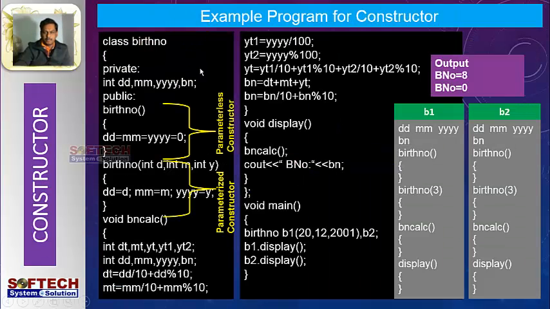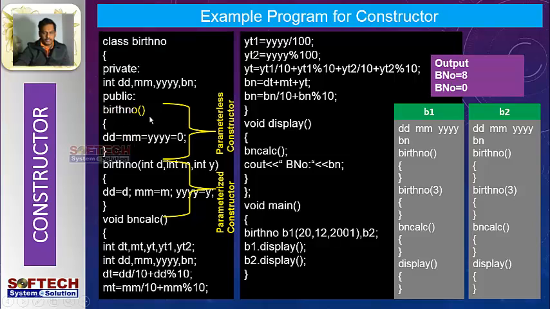This is another example program for constructor. So the class birth number. Already in the previous example we discussed the birth number, calculating the birth number for a given date of birth. So class birthNumber, private: date, month, year, birth number; public: birthNumber. This is a parameterless constructor or 0 argument constructor.